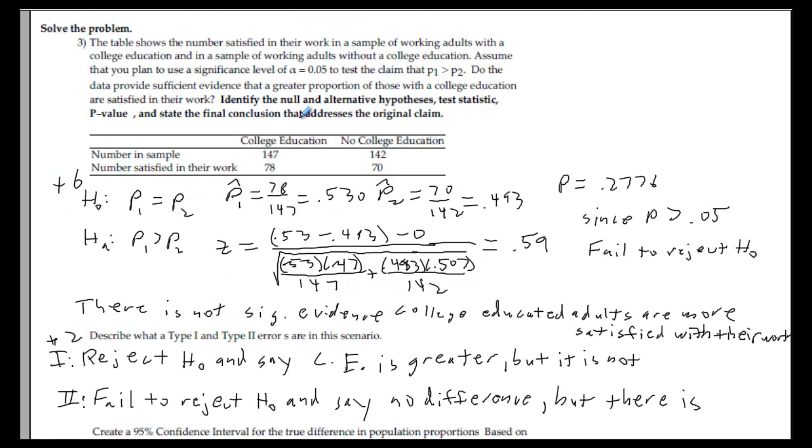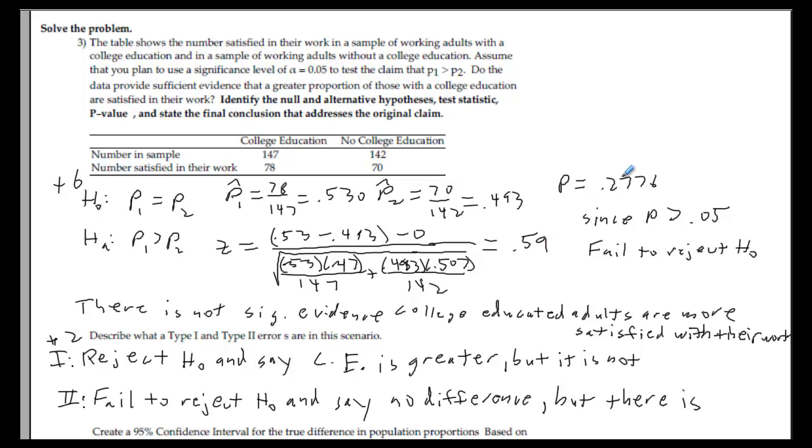On 3 here, this is a difference in proportions. They actually give you a good hint here that the claim is that the proportion is higher with college-educated over non-college educated. So our null hypothesis is that those proportions would be equal. The alternative is that they're different. We calculate our z-score here with the sample proportions. So 53% are satisfied in college-educated, 49.3% in non-college educated, which gives us a z-score of 0.59, not very big.